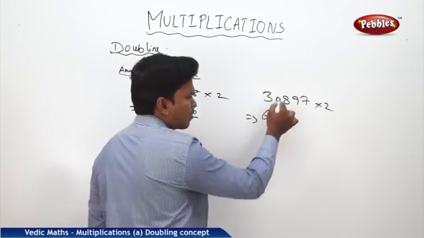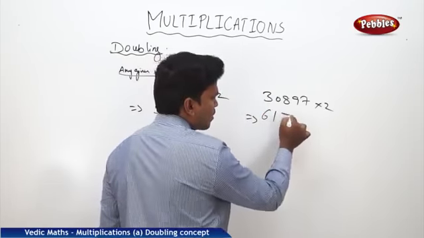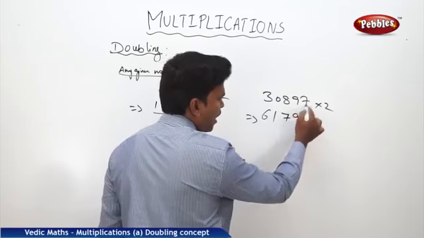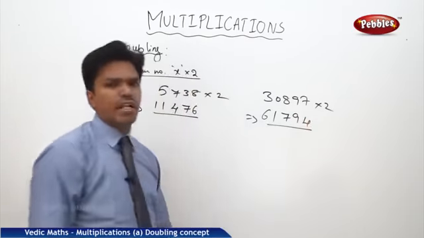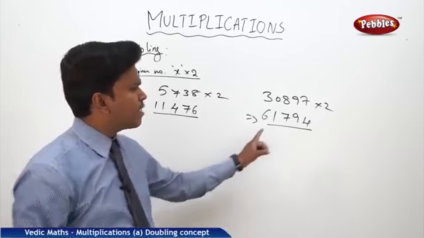2 3s are 6 but 6 only, 0 but 1, 2 8s are 16 but 7, 2 9s are 18 but 9, and this is 4. 6 1 7 9 4. What I am going to do again, explaining.